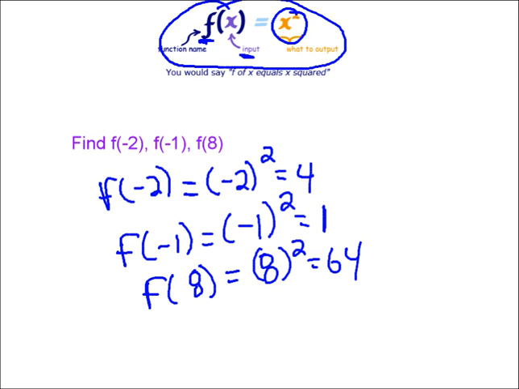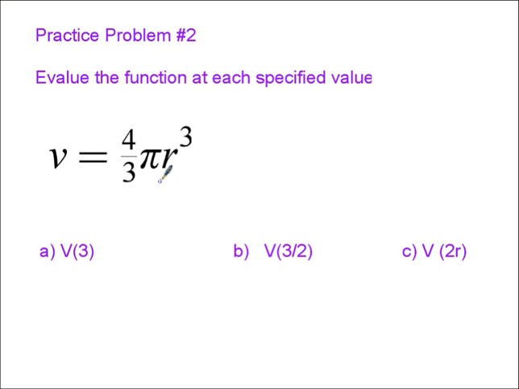Alright, moving on. Couple examples. This is your function. V is a function of r. You're going to evaluate the function at 3/2, and you're going to also evaluate at 2r and simplify.